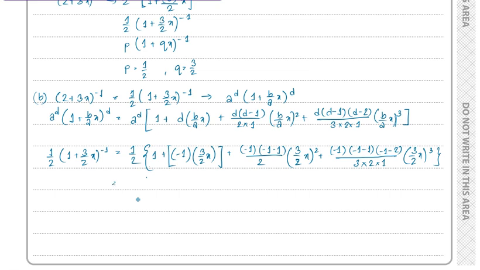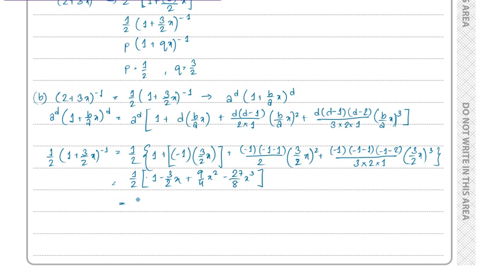So this would be half, then if you write the bracket, it will be 1 minus 3 by 2x plus this would be 9 by 4x squared minus, if we multiply minus 1 multiplied by minus 2 multiplied by minus 3 divided by 3 multiplied by 2, multiplied by 3 by 2x whole cube, then you will get minus 27 by 8 x to the power 3.